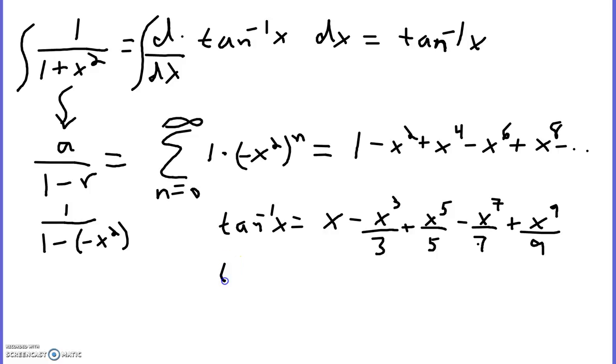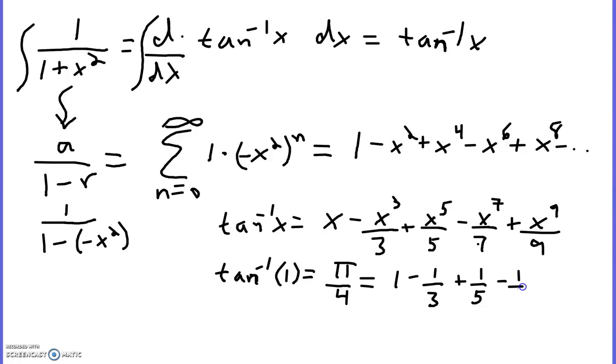Now here's the thing. Tangent inverse at 1 is equal to pi over 4. And tangent inverse at 1 is the same as plugging 1 into this infinitely long number. So what we end up getting is that pattern that we saw on that last page. And that goes on and on like that forever.